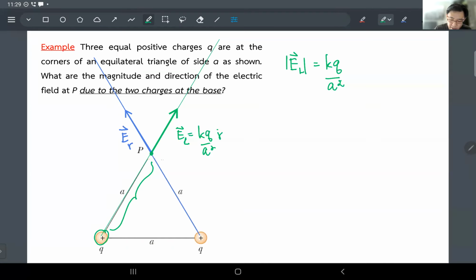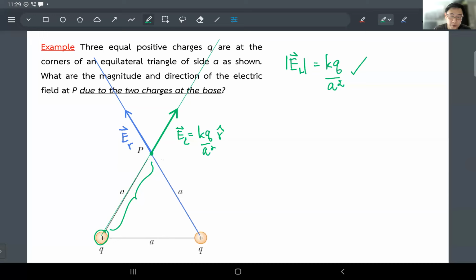And I can put r hat here if I want. Now you can see how it's working. But the only thing that I need is the magnitude, because I know the direction already. So the magnitude is just going to be KQ over the distance squared. That's done for the green business over there.